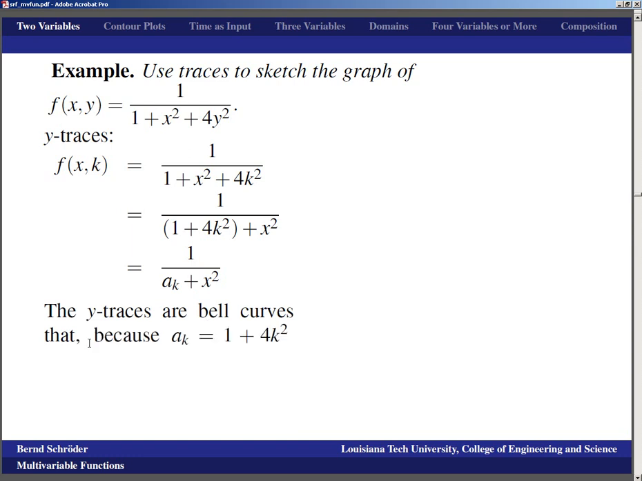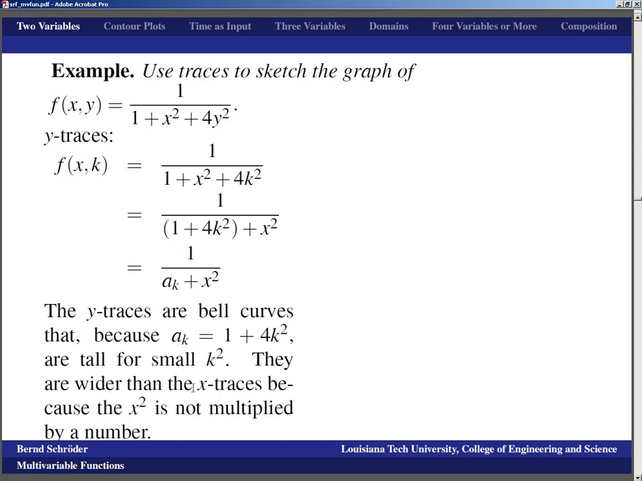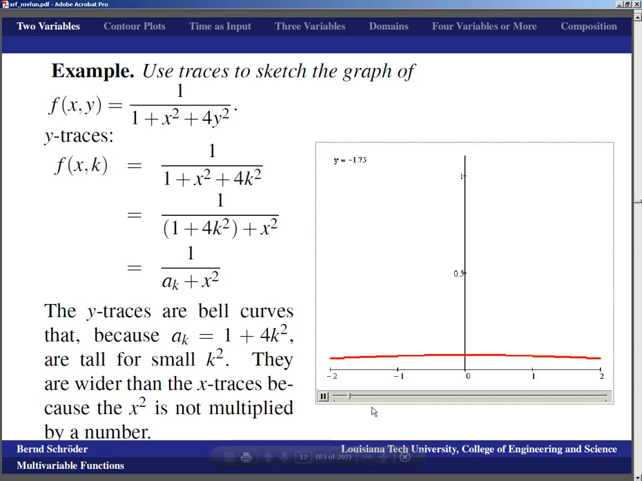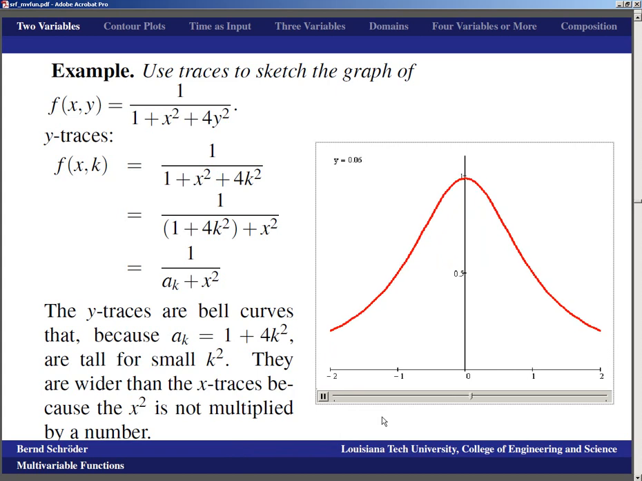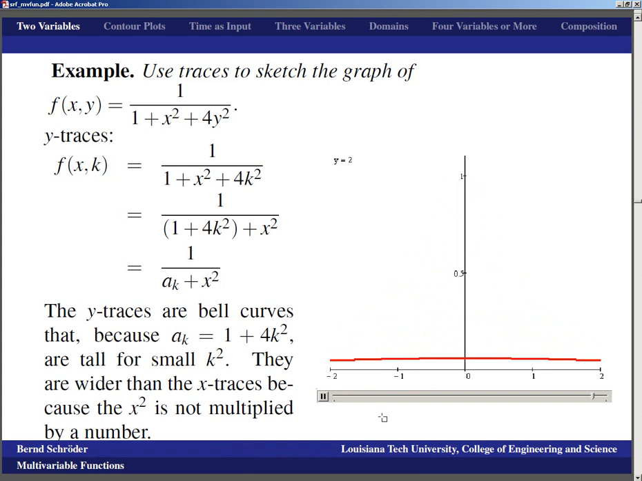So the y traces are bell curves that, because a_k is 1 plus 4k squared, are tall for small k squared, and otherwise they flatten out. And they are wider than the x traces, and that's because the x squared is not multiplied by a number. So the y traces are a little bit wider, but overall it also gets tall and narrow again. And so basically, if we stay with this idea of a fin shape, this is something where we go over the fin in the other direction.